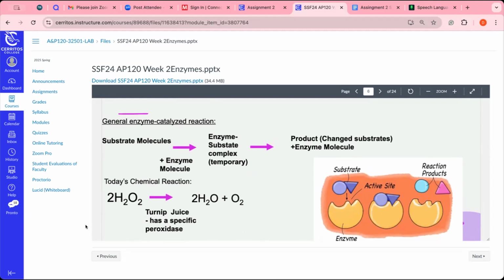So turnip juice has a specific peroxidase. H2O2 is peroxide. You have two molecules of peroxide that decompose into two molecules of water, 2 H2O, and one molecule of oxygen.